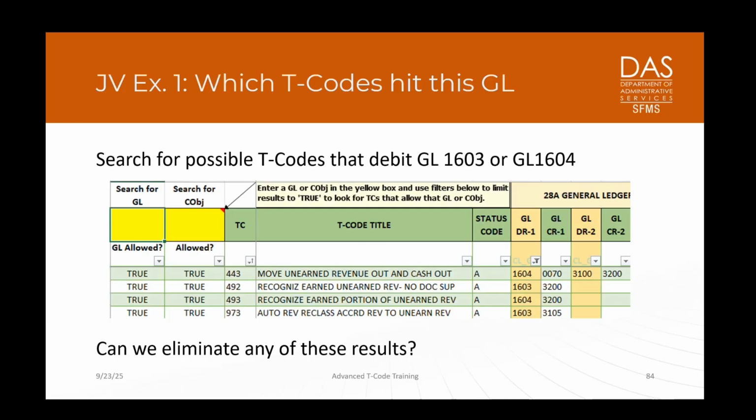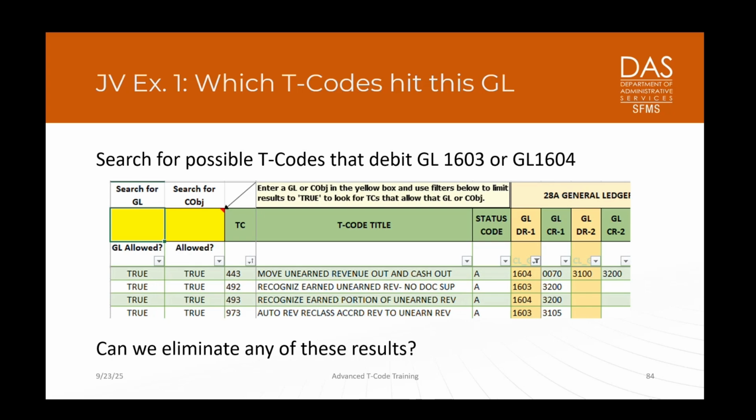So with that, we know we need to filter our Excel list with GL 1604 or 1603. And here we will land it to a couple T codes. So based on OIM, we want to focus on group 400 and 500, right?